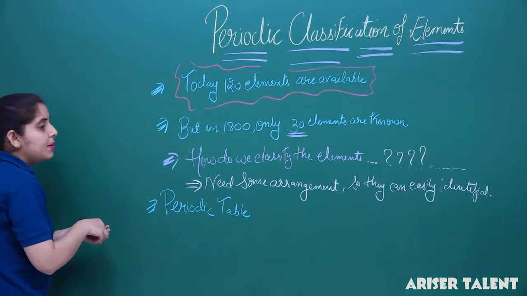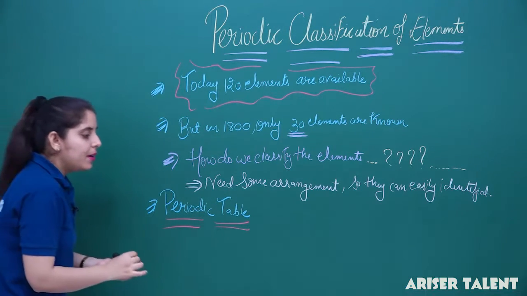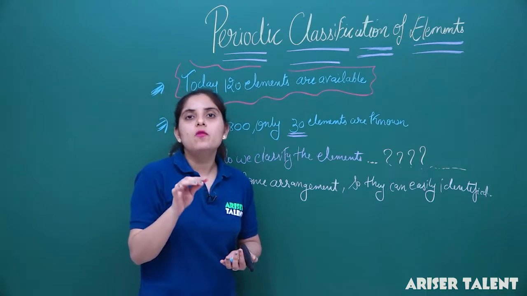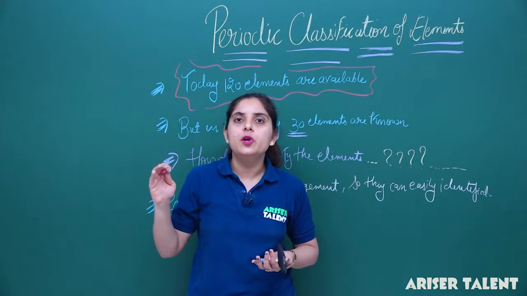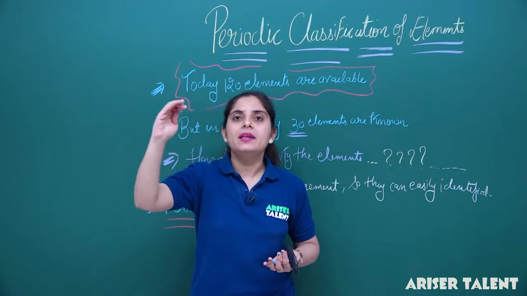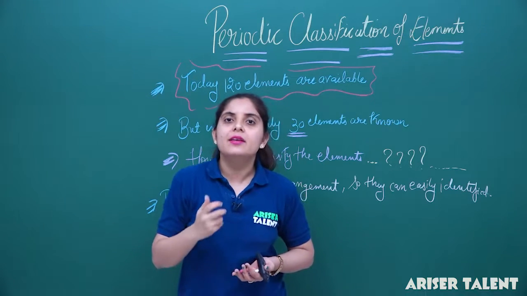Now what is this periodic table? The periodic table is the arrangement of elements in horizontal rows and vertical columns, divided into periods and groups, so that it is very easy to identify the elements and their properties.